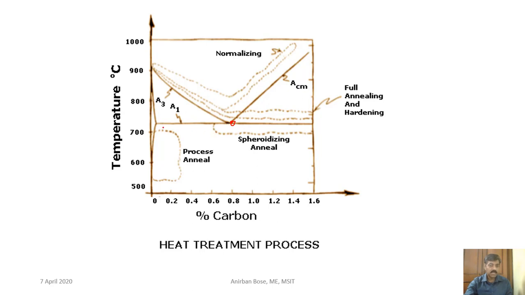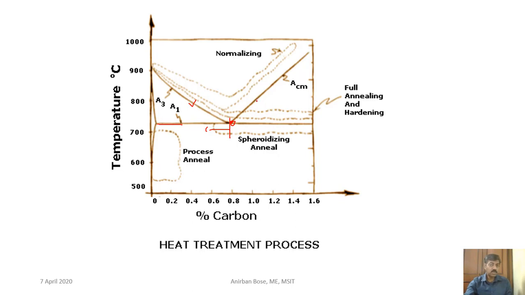Okay, what are these things? A1, this one is called the lower critical temperature. A1, the eutectoid temperature, is called lower critical temperature. A3 temperature is called upper critical temperature for the hypoeutectoid steel, that means which are in this region. Hypoeutectoid steel, this is the upper critical temperature, A3. And what is ACM? ACM is also upper critical temperature for the hypereutectoid steel. Okay, these things you have to remember.